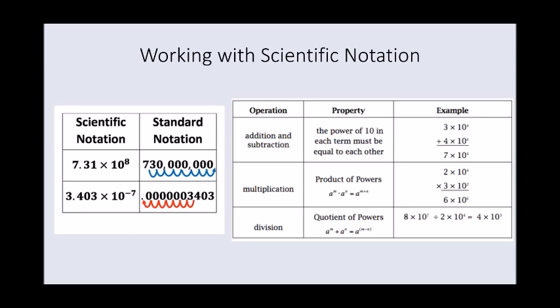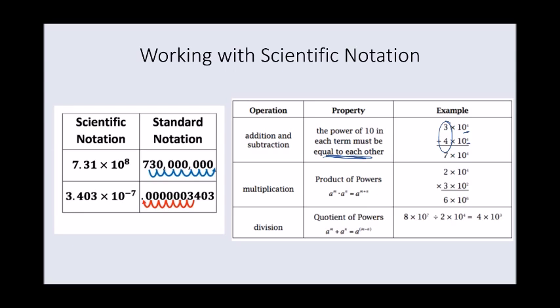So a quick review on how you deal with exponents when you're adding, subtracting, multiplying, and dividing. For addition and subtraction, the base has to be equal to each other. So the power of 10 in each term has to be the same. And then you can do the operation just like you would do normally. So here in the example, the two numbers have the same exact exponent. That allows you to add those, the same as you would normally.